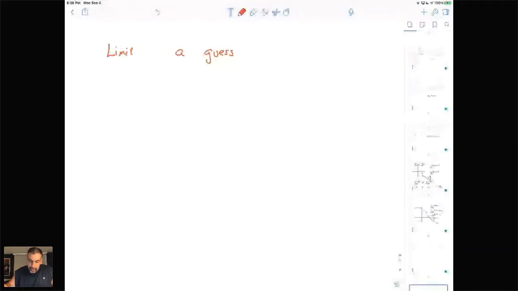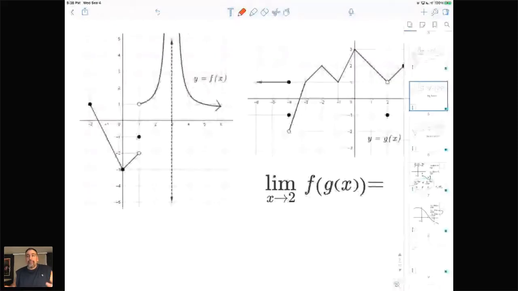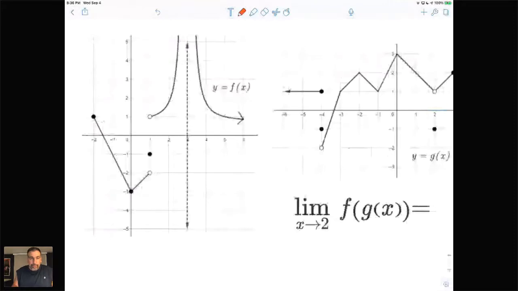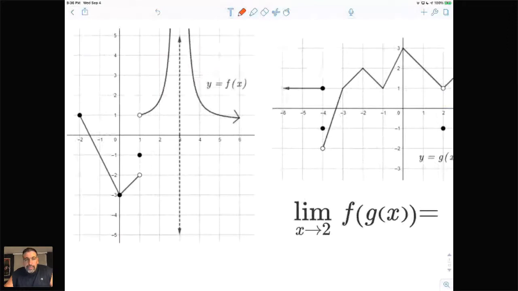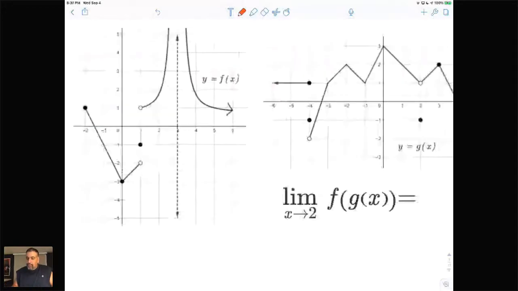So here's what I would like to look at for our next example. I hope this is large enough for you to see on your screens. But I've got a limit here as x approaches 2. And this time we've got a little bit of a composition of functions. I want to give you just a moment to look at this on your own and see what you think the answer will be.